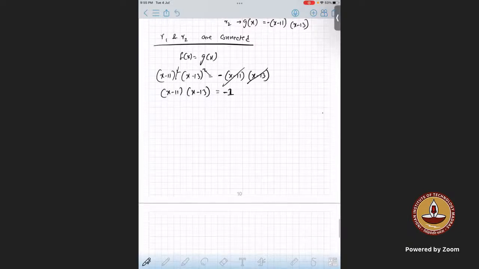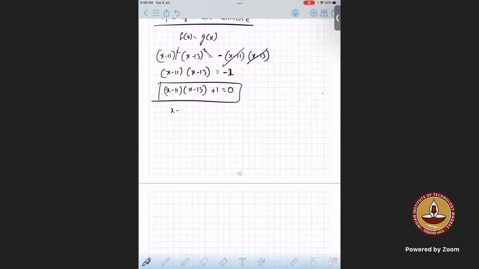Equal to minus 1. X minus 11 into x minus 13 plus 1 equal to 0. This is the equation. So, it's perpendicular answer. Stop, I'm solving the question. Just wait for 2 minutes. Leave about perpendicularity these things. Okay.